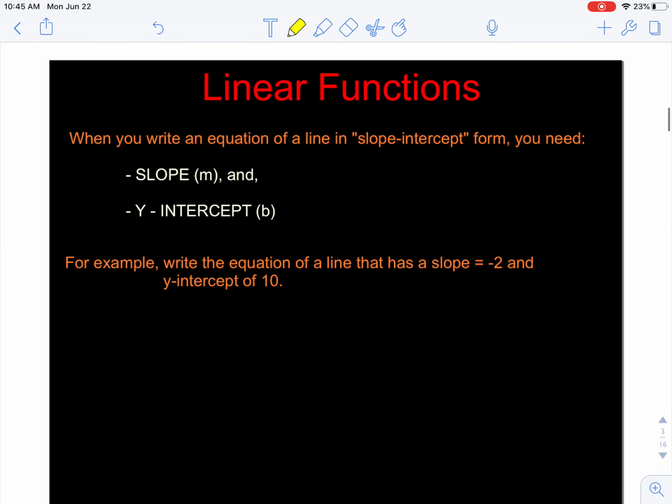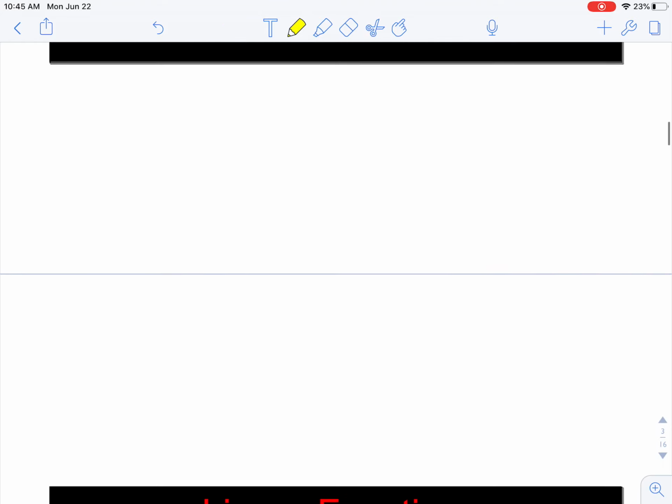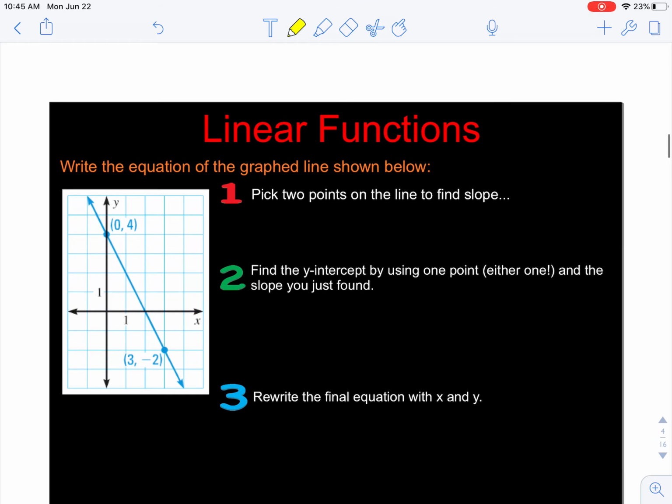So when you write an equation of a line in slope-intercept form, you'll need the slope and you'll need the y-intercept. And once you have the slope, like m equals -2, and you know your y-intercept is 10, so b equals 10, you literally just write the equation y equals m, which is -2x, plus b. And it's really that easy. But of course, we're not always just given those things. We might need to find them.